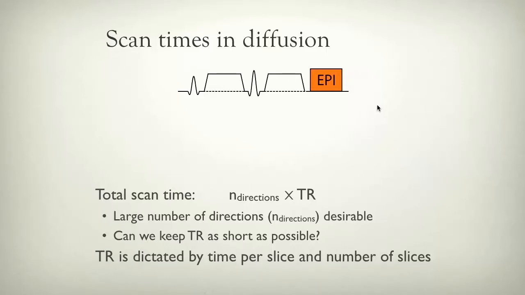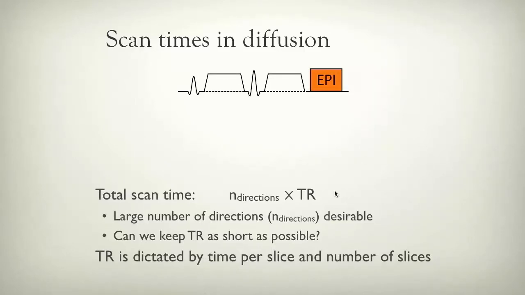So in general, the scan times that we have in diffusion imaging directly relate to two things. The first is the number of diffusion-weighted directions that we want to acquire, and the second is the time that it takes to acquire each individual volume. So in general, most of us, when we go about designing a study, accept that there's a certain amount of time we can keep a subject in the scanner, or we want to minimize the amount of time that we keep the subject in the scanner.